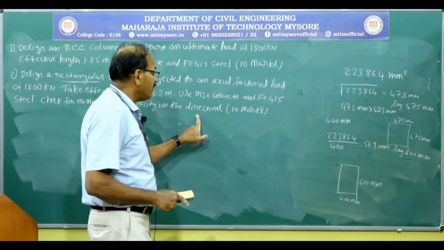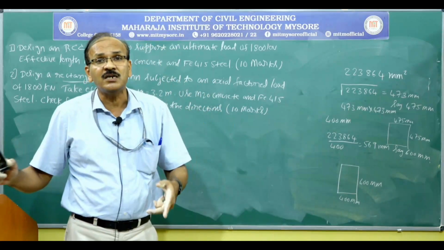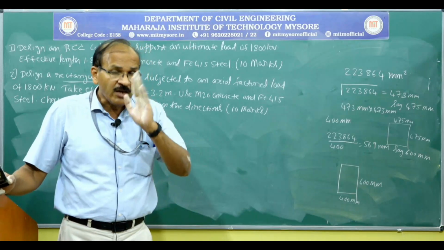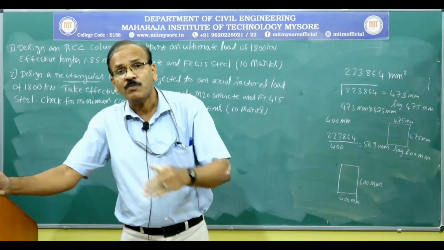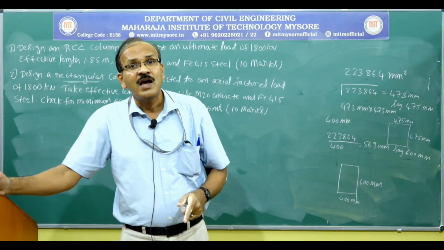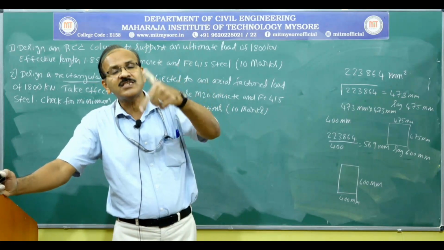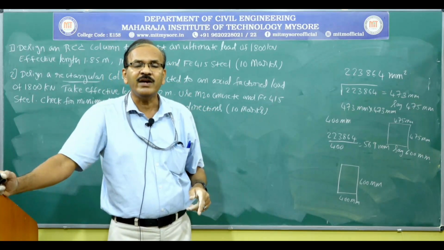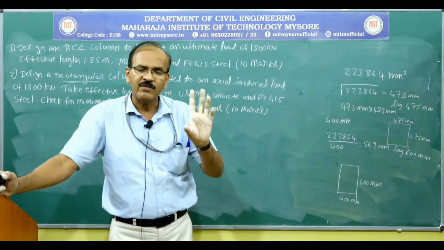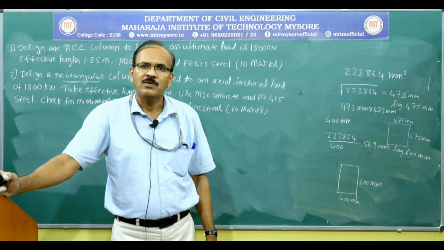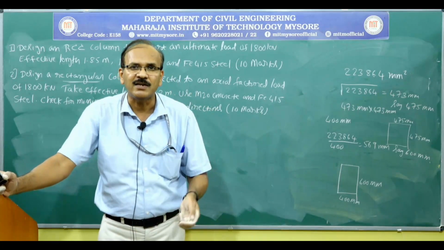Then check for minimum eccentricity in both directions and also check whether the column is long or short. After that is done, make use of the same formula, Pu equal to 0.4 fck Ac plus 0.67 fy Asc, and by knowing this, find out the new area of steel, that is the actual area of compression steel required, and go ahead and provide any number of bars of the required diameter. Is it clear to you? So that is the way you are going to approach. Of course, you have to provide lateral ties.